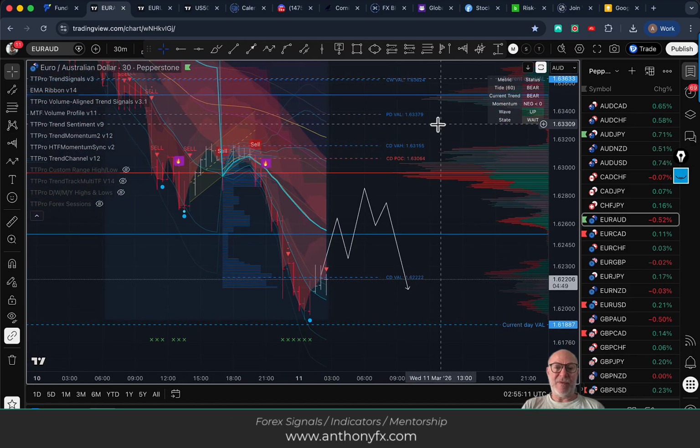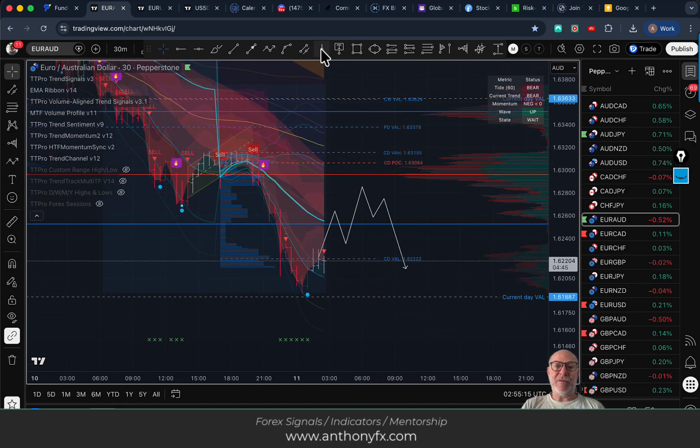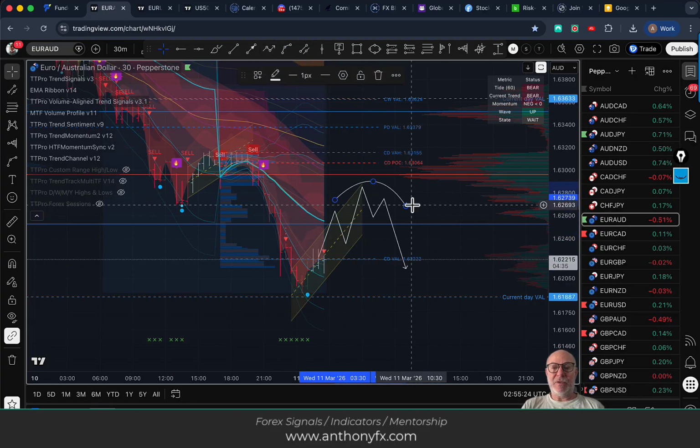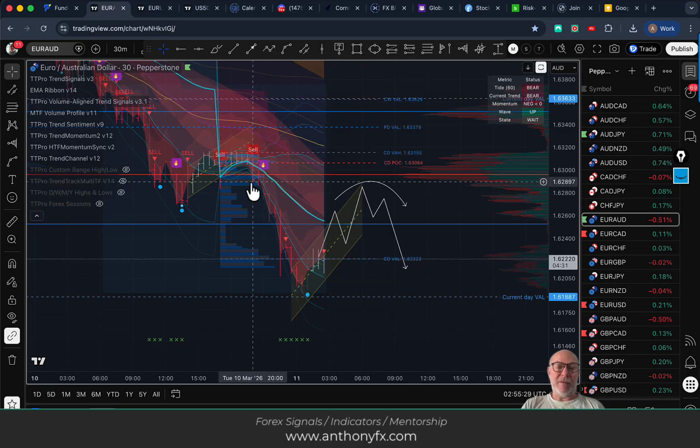Wow, we'll just remove that, right? And here's what I'm looking for. Exactly this. And then when it starts to rotate, I'm looking for a sell signal. Now, if you don't have the indicators, well, it's very simple.